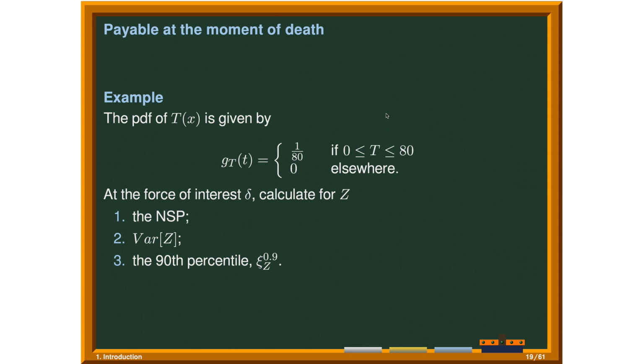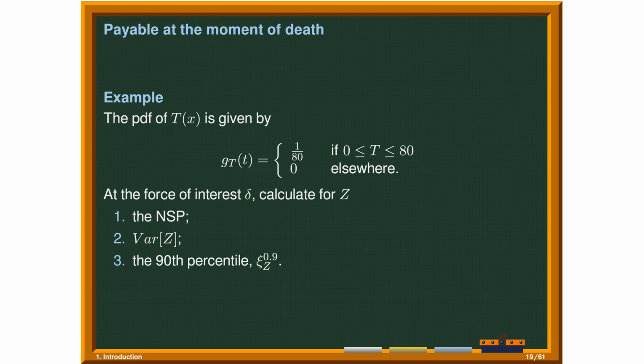Okay, so let's continue with the first section of chapter 2. Let's consider the following example. We're given a random variable whose PDF is given by the following. Small g sub t of small t is equal to 1 all over 80, where t is greater than or equal to 0 and less than or equal to 80, and 0 elsewhere.